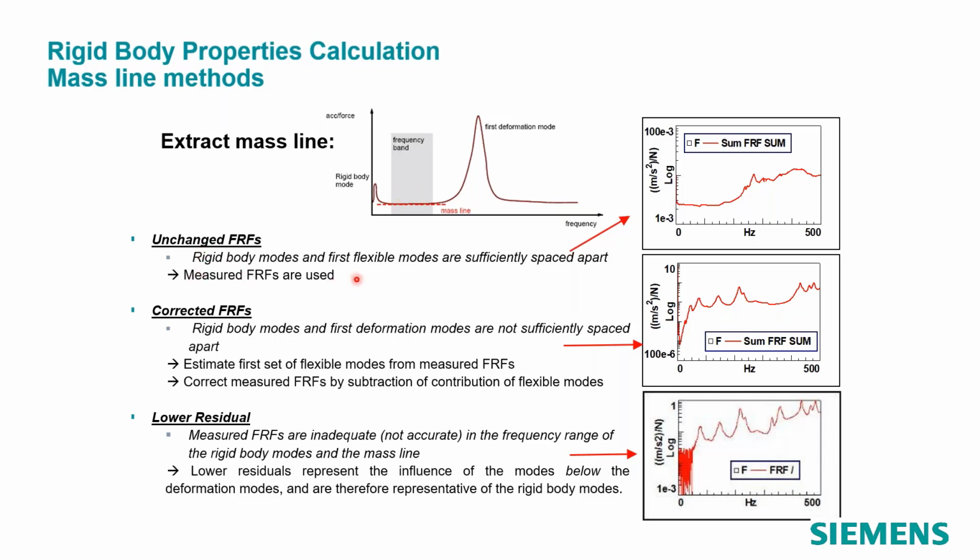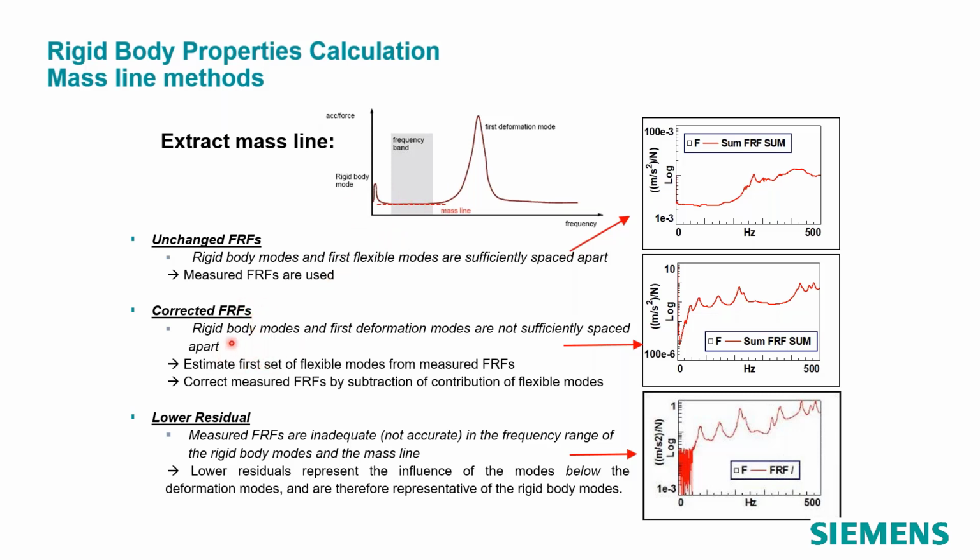And then these are the 3 methods: unchanged FRFs. Rigid body modes and first flexible modes are sufficiently spaced, and we have a nice clean mass line. So if that's true, and that's true in this example, I would choose the unchanged FRFs method. That's always going to be my default go-to method, provided I have a nice clean mass line. If I don't have a nice clean mass line, then I would do one of the other methods.